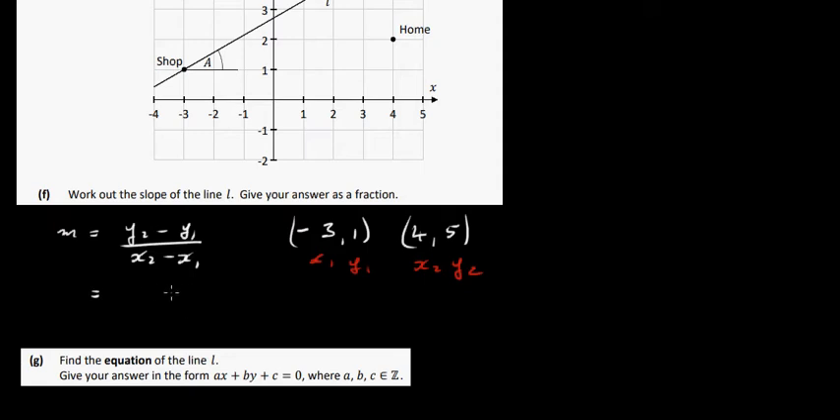Now y2 minus y1, so it's 5 minus 1 over 4 minus minus 3. So 4 minus minus 3. This will just give me 5 minus 1 is 4. 4 minus minus 3 is 4 plus 3, which is 7. So it's 4 over 7.